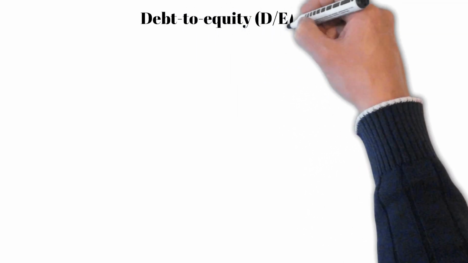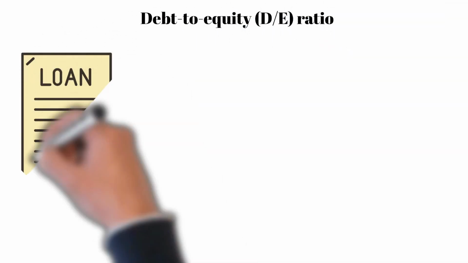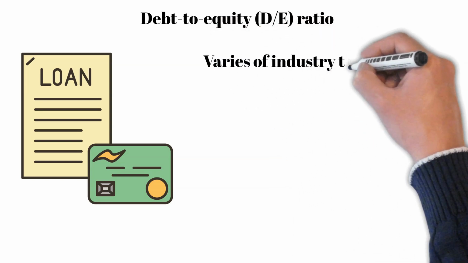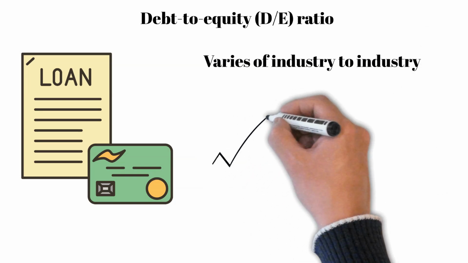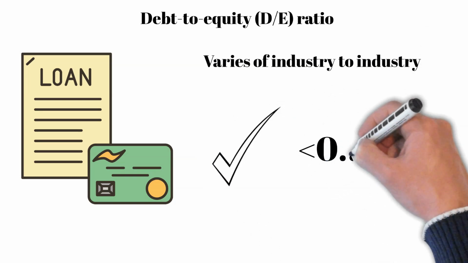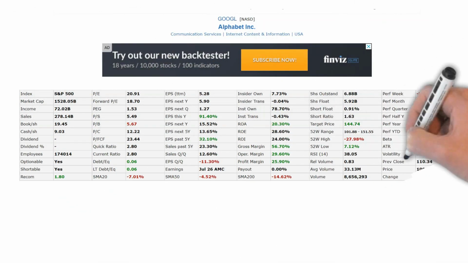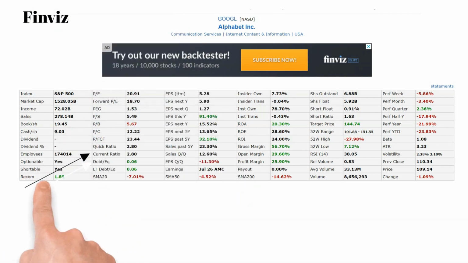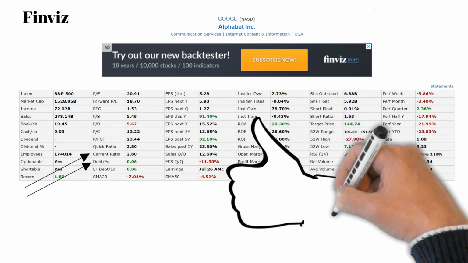The debt to equity ratio is used to evaluate a company's financial leverage and is calculated by dividing a company's total liability by its shareholders' equity. Although the debt to equity ratio varies from industry to industry, I prefer a company with a ratio lower than 0.75. We can obtain both the current ratio and debt to equity ratio from Finwip. For Alphabet, the current ratio is 2.8 and the debt to equity ratio is 0.06. Alphabet has a very healthy debt profile.